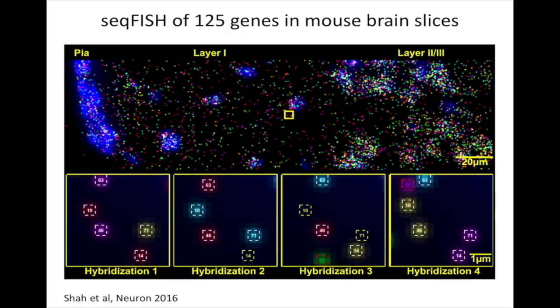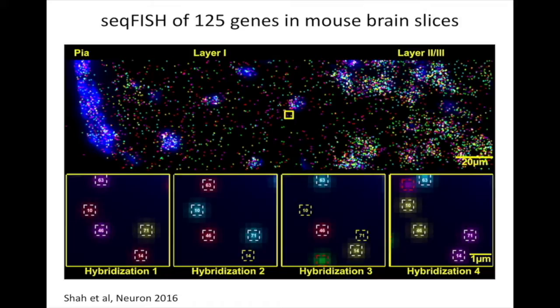But before that, what we've done is we applied this technology to looking at hundreds of genes in mouse brain slices. So here you're looking at one piece of a part of a cortex. We're looking at layer 1, layer 2. And then if you focus on this region here, over multiple rounds of hybridizations, these dots are the same over 4 rounds of hybridizations, but they switch colors. So for example, this purple dot goes from purple to red to yellow.